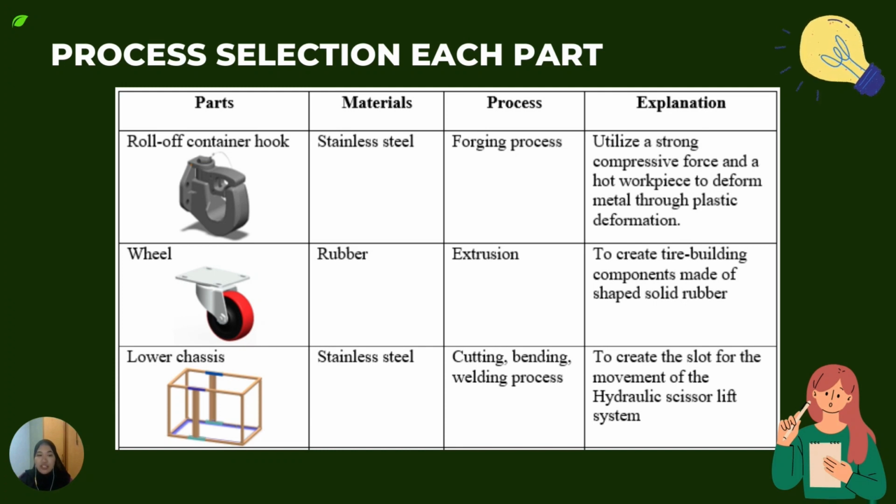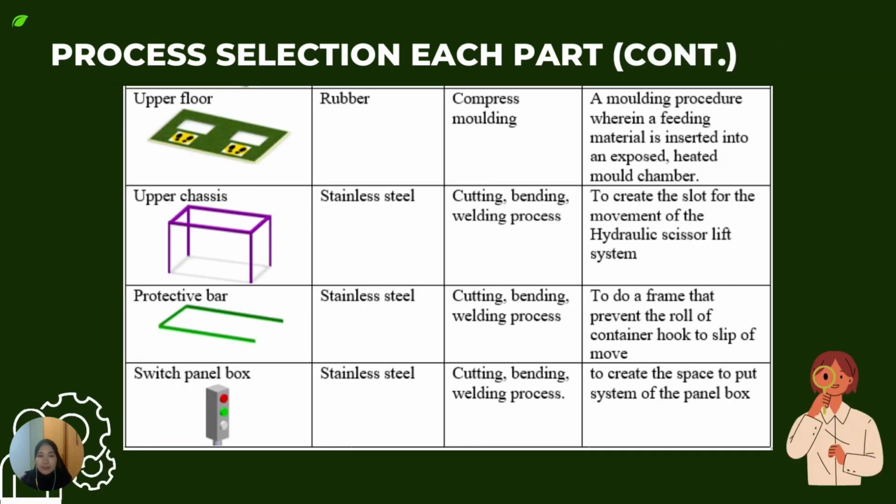Third is the lower chassis. The material is stainless steel. The process is cutting, bending, and welding. So the fourth is the upper floor. The material is rubber and the process is compression molding.